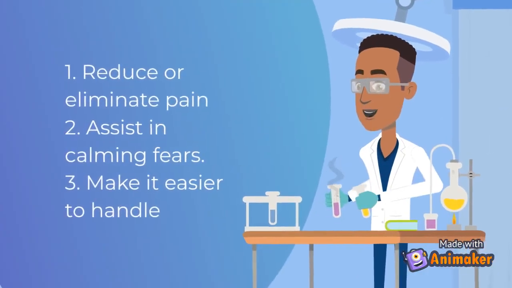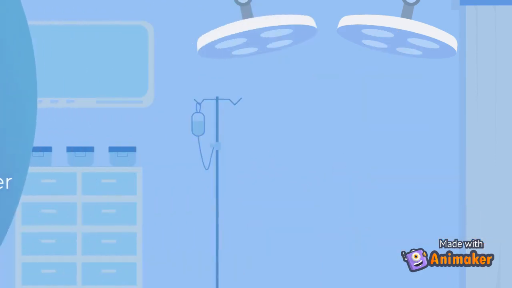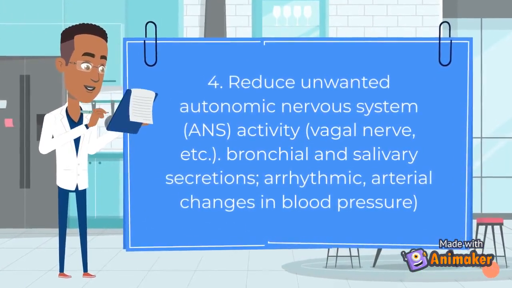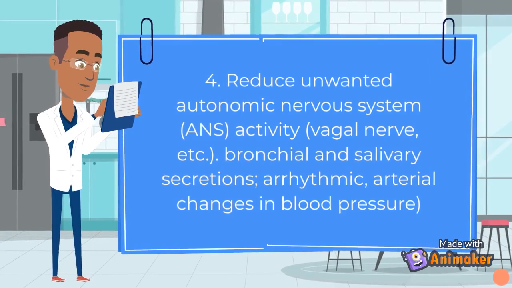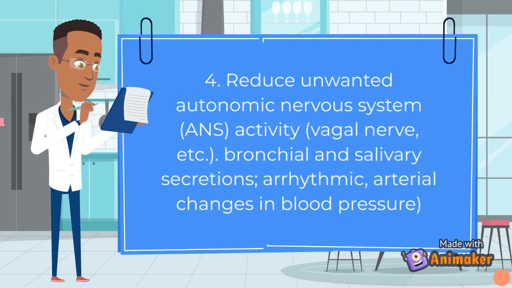The following are the goals of the pre-anesthetic period. First, to reduce or eliminate pain. Second, to assist in calming fears. Third, to make the animals easier to handle. It also aims to minimize undesirable reflex autonomic nervous system activity, the vagal nerve, salivary and bronchial secretions, arrhythmia, and arterial blood pressure alterations.